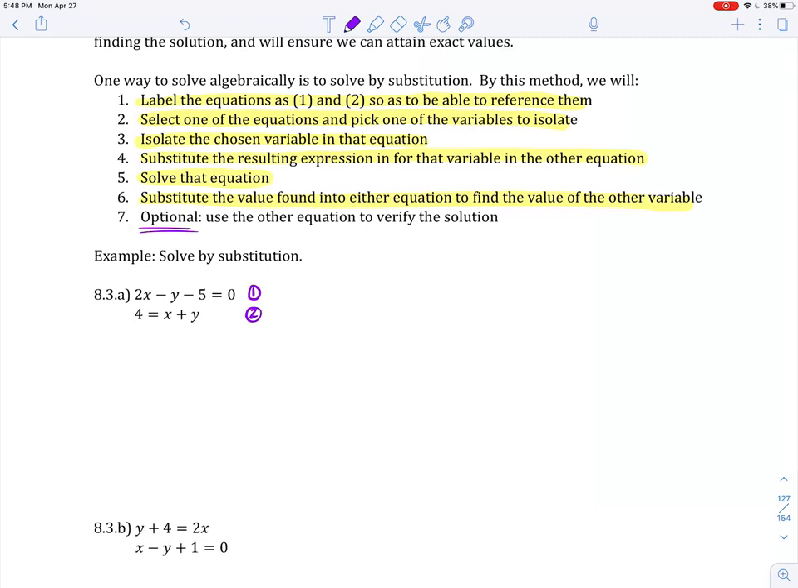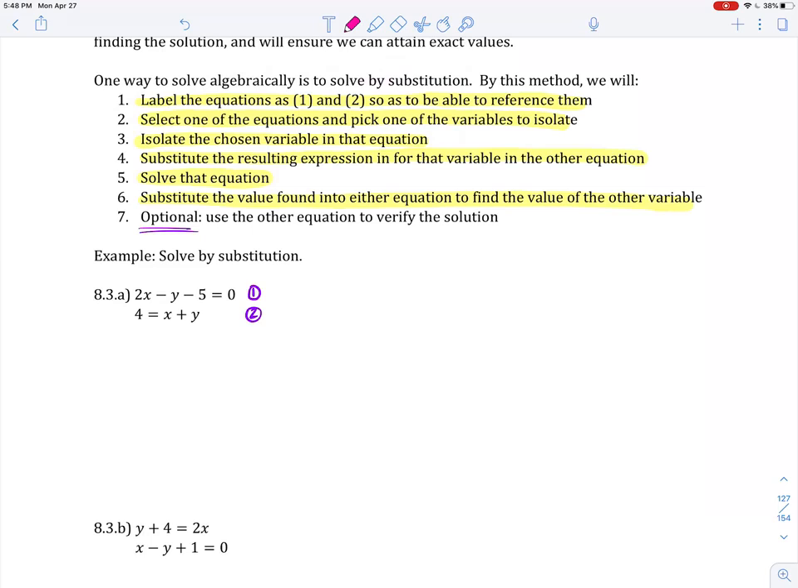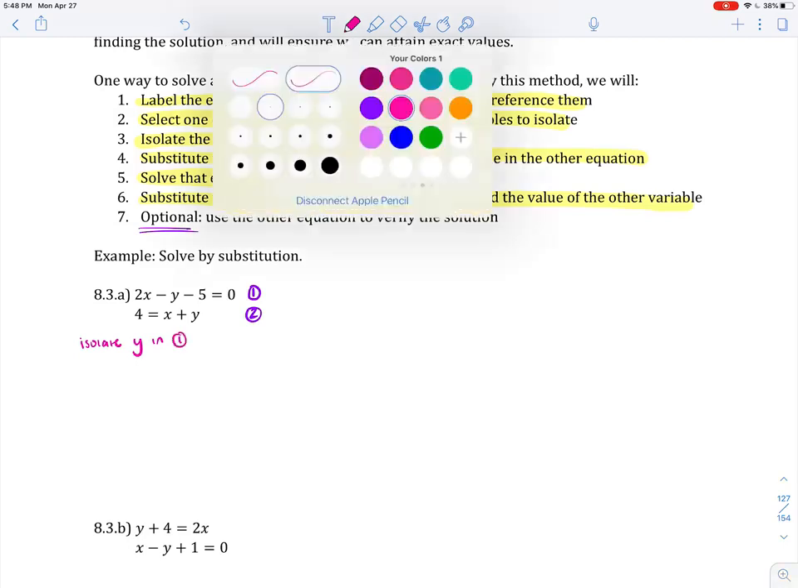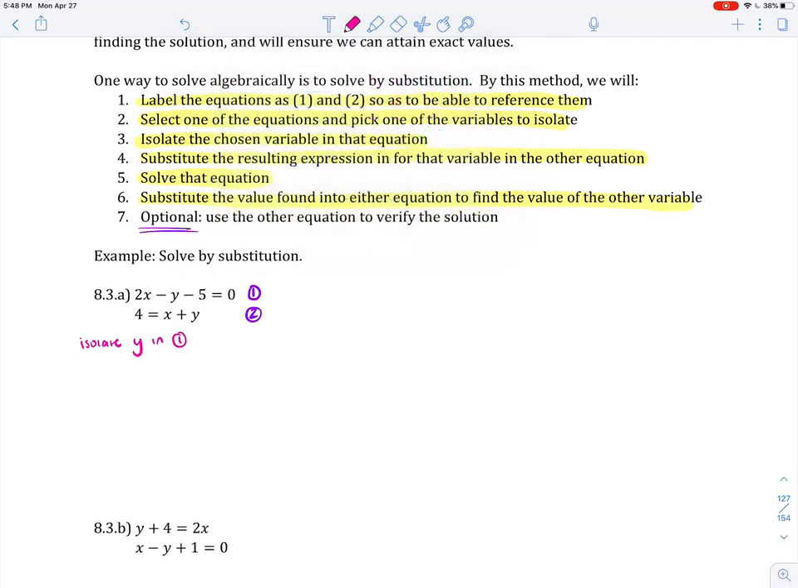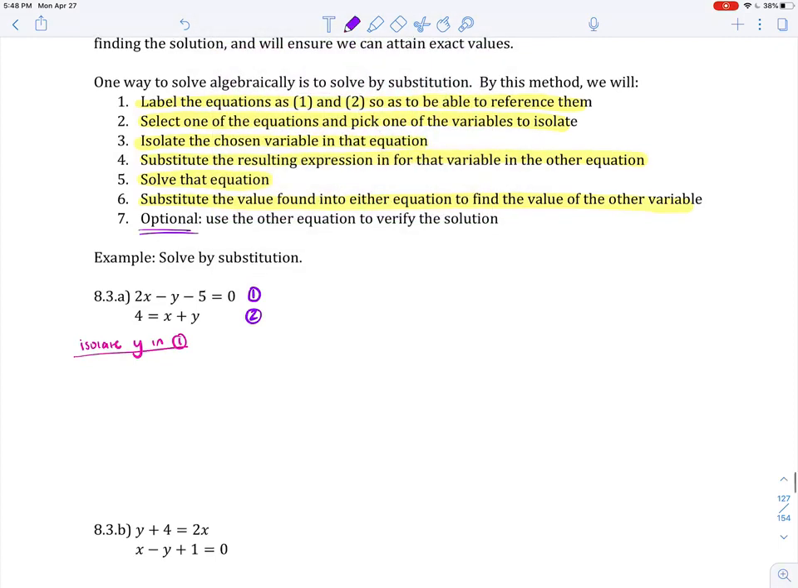Step 2, we have to pick one of the equations and one of the variables in that equation to isolate. Personally, I'm going to isolate for y in equation 1. So I'm going to just tell us what we're going to do here. I'll give you essentially little headers. We're going to isolate y in equation number 1 there. I'm going to underline it too. Alright, so let's go ahead and do that.